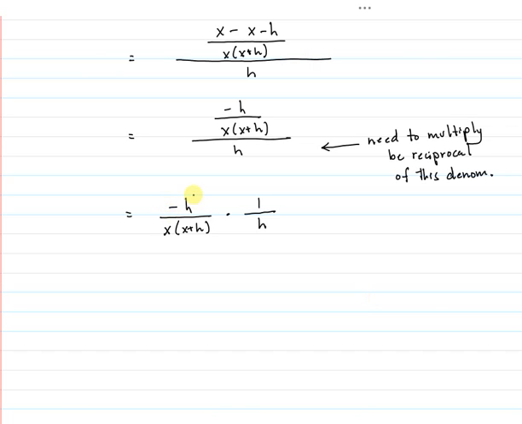Now this h here in the top and this h here in the bottom, it means on the top I'm multiplying by h, and on the bottom I'm dividing by h. So I can cancel these out. And I'm just going to get this really simple, negative 1 over x times x plus h.